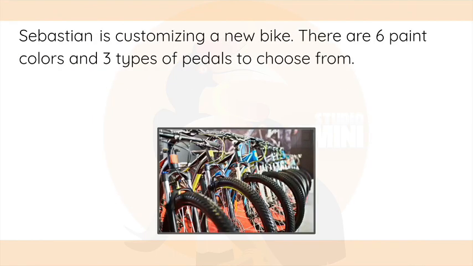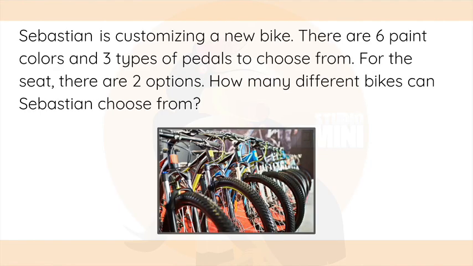Sebastian is customizing a new bike. There are 6 paint colors and 3 types of pedals to choose from. For the seat, there are 2 options. How many different bikes can Sebastian choose from?